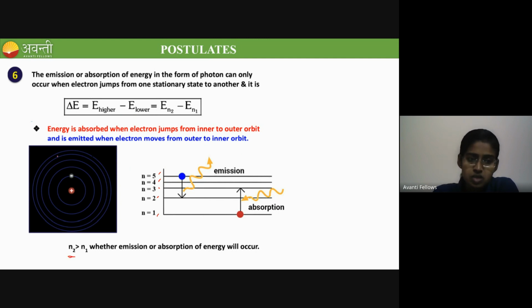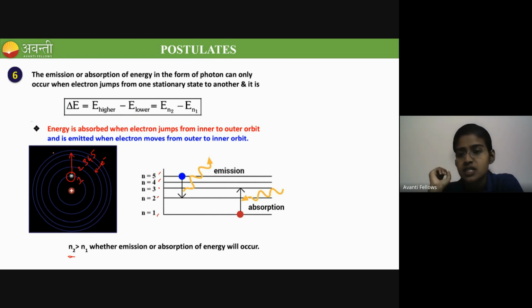Suppose this is n equal to 1, this is n equal to 2, this is 3, this is 4, and this is 5. If an electron present in 5 tries to come to the third energy level, it is emission. If it goes from 3 to 4, or from 1 to 3, it is absorption. Clear for all? So all the 6 postulates of Bohr's theory, is it okay for all?